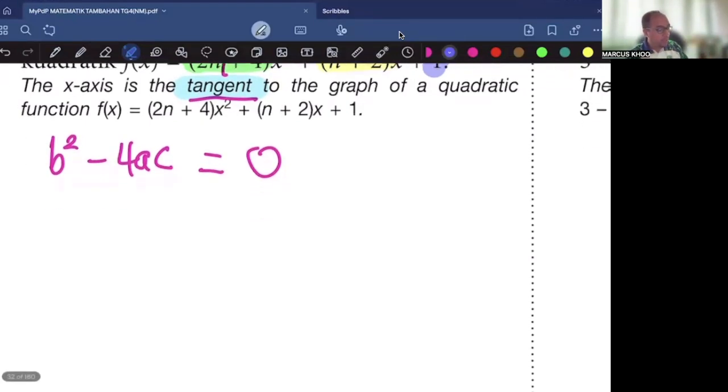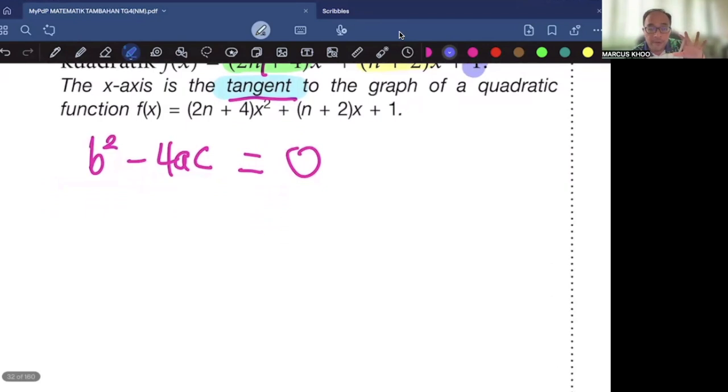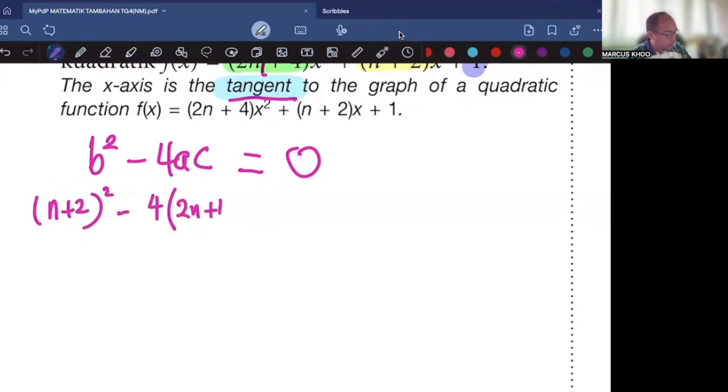b squared minus 4ac equals to 0. Reminding you once again, how do you know b squared minus 4ac equals to 0? Because the question says that it's tangent. Tangent means touching 1 point only. So confirm, b squared minus 4ac is equal to 0. So b squared is n plus 2, the whole thing squared, minus 4. What is our A? 2n plus 4, times 1 equals to 0.